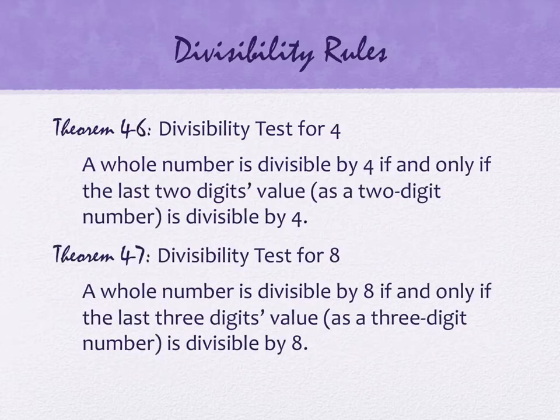So our divisibility rule for 4 is actually kind of interesting. It actually does involve looking at the last digit, but it's not just the last digit. It's the last 2 digits. So if the last 2 digits, as a 2-digit number, are divisible by 4, then the entire number, no matter how long or ugly it is, is also divisible by 4.